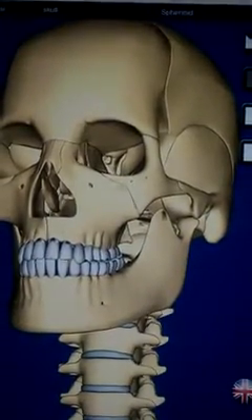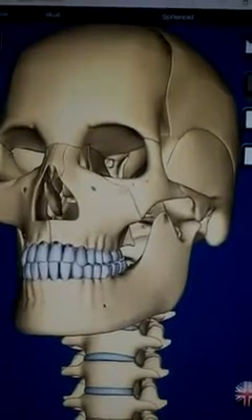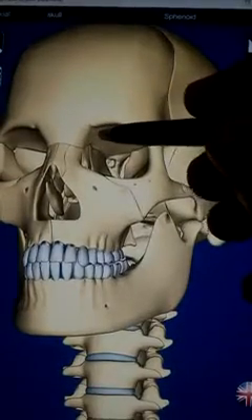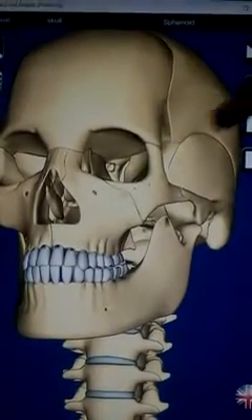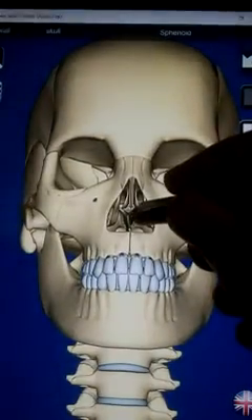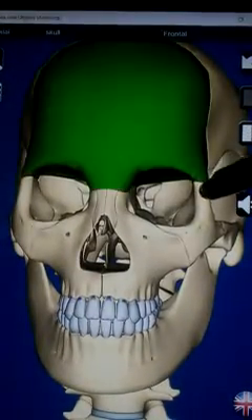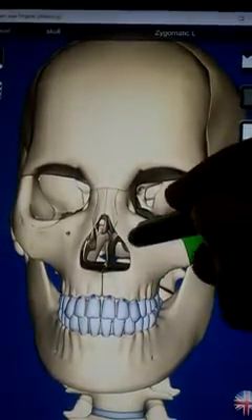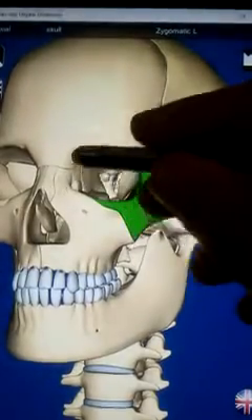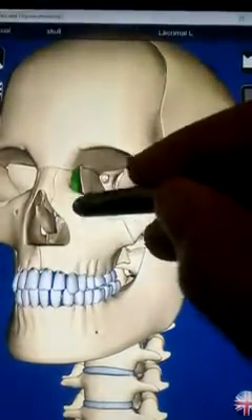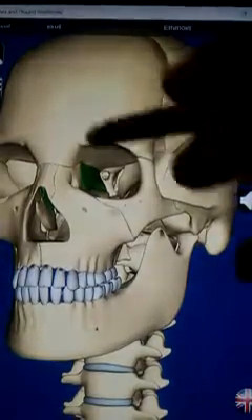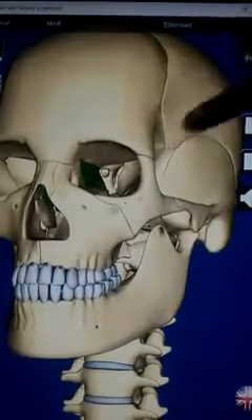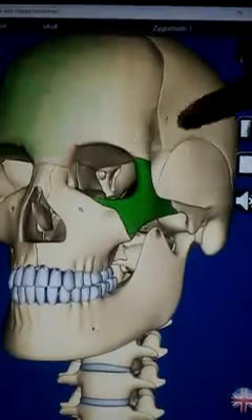Supratrochlear and supraorbital nerves are the frontal branch of the ophthalmic division of the trigeminal nerve, whereas the supraorbital and supratrochlear arteries are branches of the ophthalmic artery, which is a branch of the internal carotid artery. The lateral margin is formed by frontal bone and zygomatic bone. The inferior orbital margin is formed by maxilla and zygoma, whereas the medial orbital margin is ill-defined, formed by the frontal, lacrimal and ethmoidal bones. The medial wall is the thinnest among all the walls in the orbit, whereas the lateral wall is the strongest.